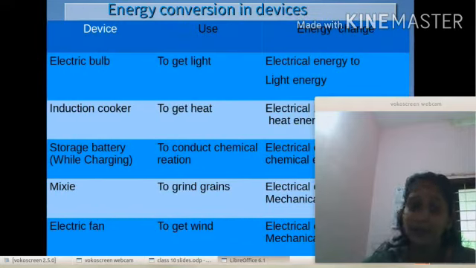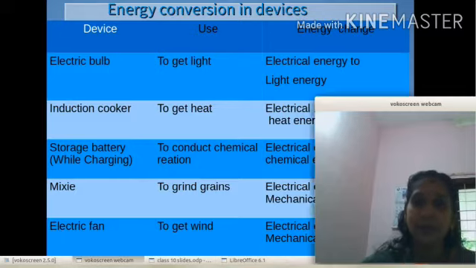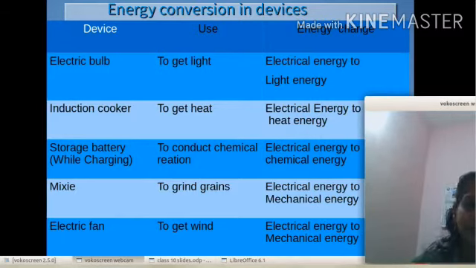We can conclude what we studied by drawing a table, putting the values in the table. In the case of an electric bulb, it gives us light. That is a useful form of energy. Here electrical energy is converted to light energy. In the case of an induction cooker, it gives us heat. So electrical energy is converted to heat energy. In the case of a storage battery while charging, in vehicles we use storage batteries, in mobiles we use storage batteries. While charging, electrical energy is converted to chemical energy.